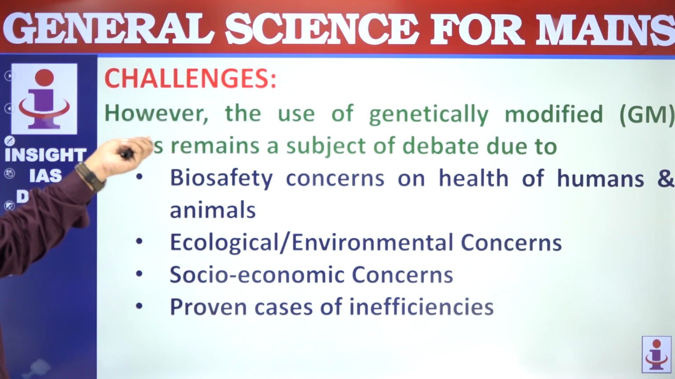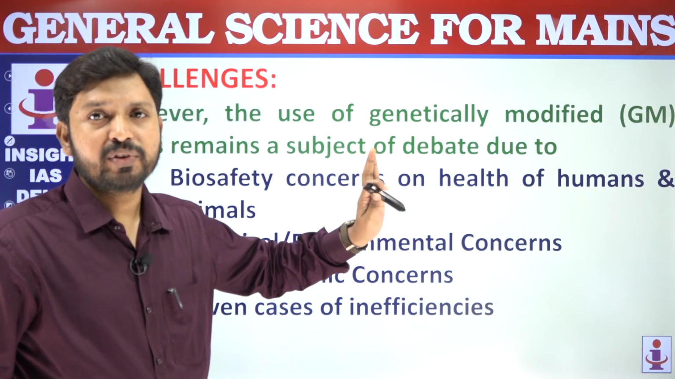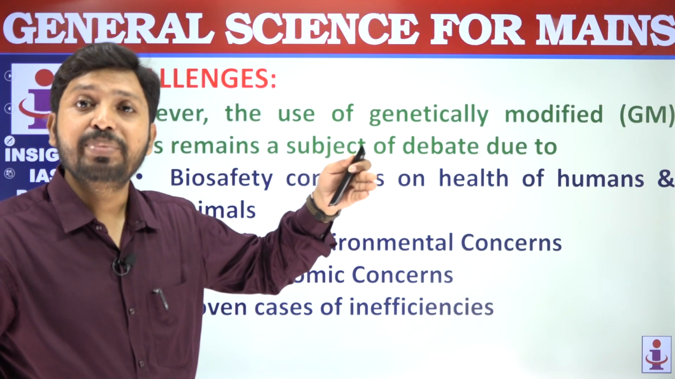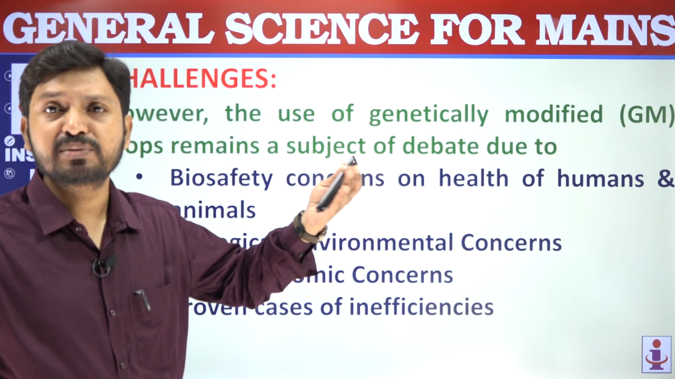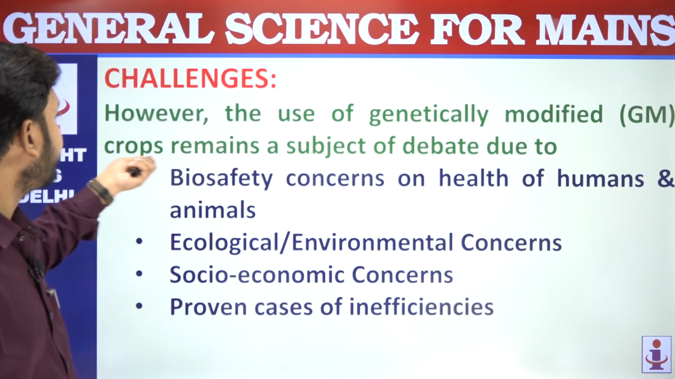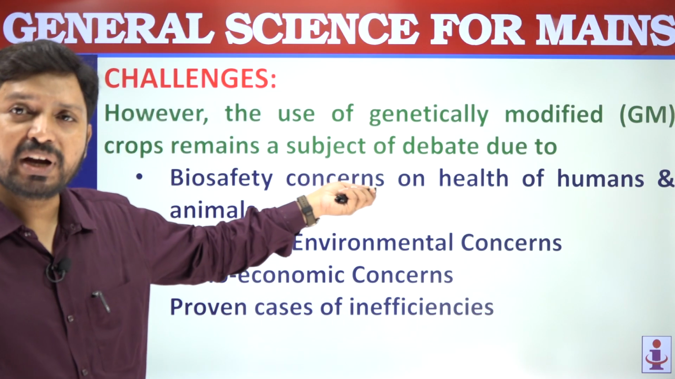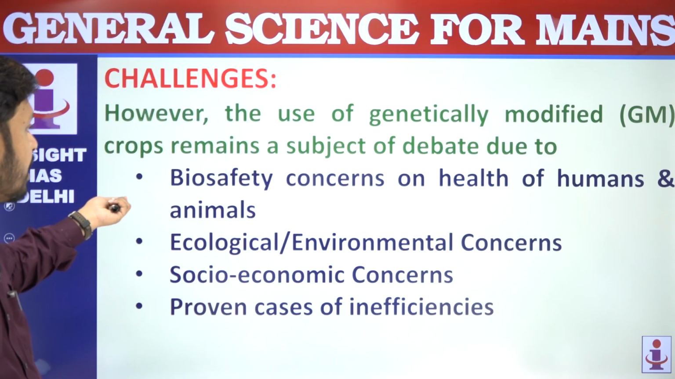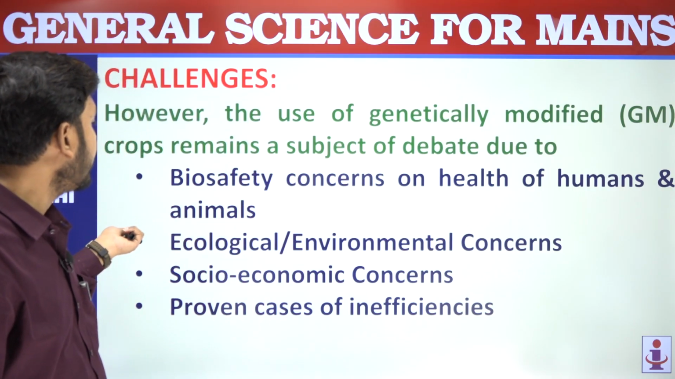Because we know genetic modification, the best example we have seen is BT cotton, right? Its productivity has increased, but what are the concerns? However, the use of genetically modified crops remains a subject of debate due to the following reasons. What are those? Biosafety concerns on the health of humans and animals.